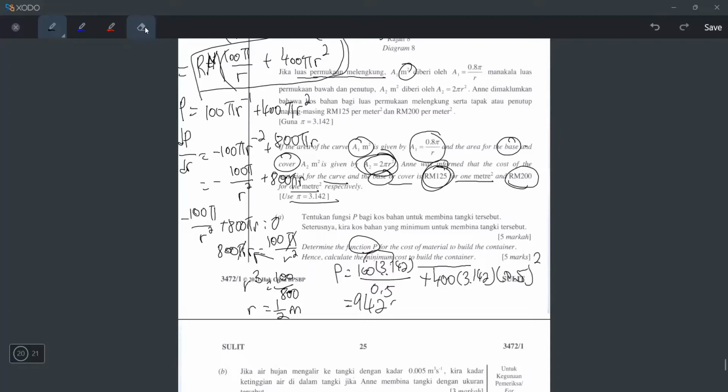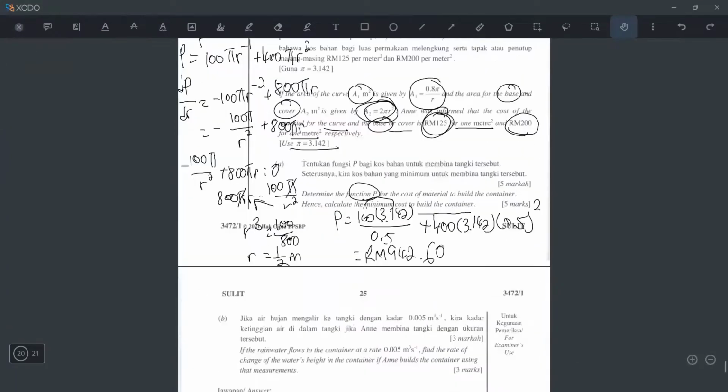But what's the unit for this? RM, right? So actually I would write RM 942.60. You have to write 0 because it's price. Price has to have 2 decimal places. And if you have 1 decimal place, it means you have to write 0. Okay, done already. Let me check the answer. Yep, correct.